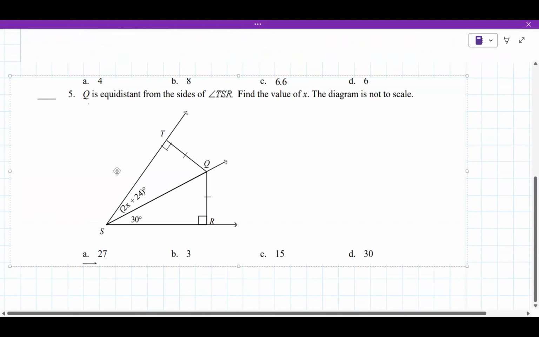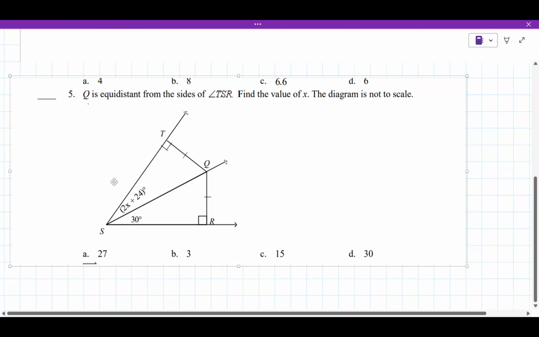Find the value of x. So you're supposed to infer here that because these lengths are congruent, because the angles are congruent, because this other thing is congruent, these triangles are congruent, which means that the angles are congruent.